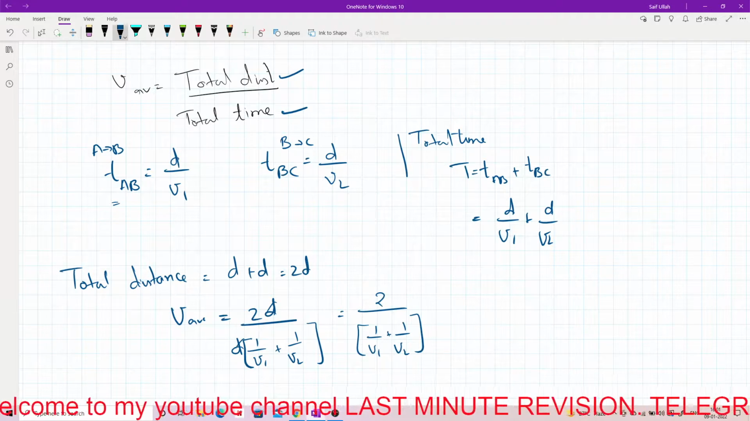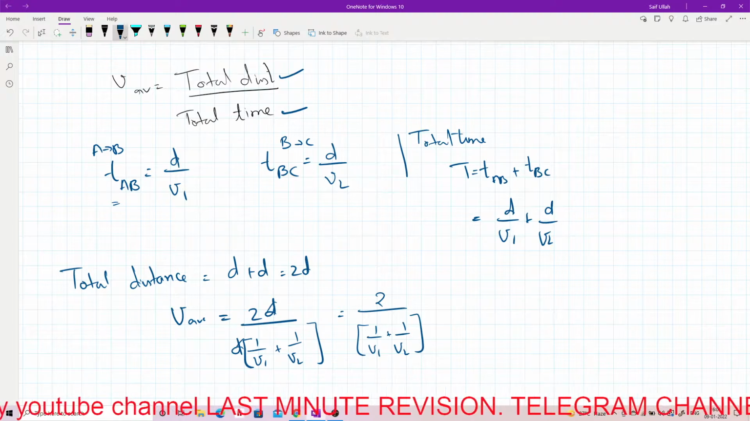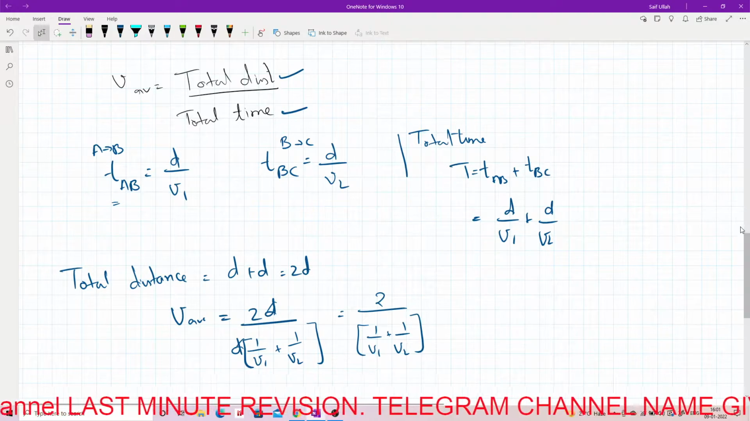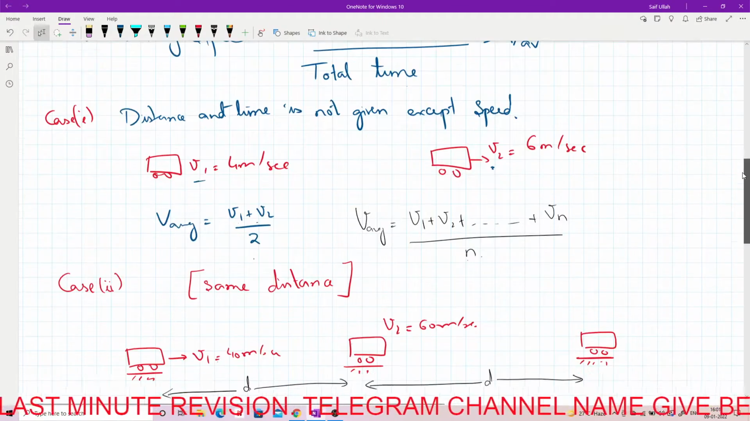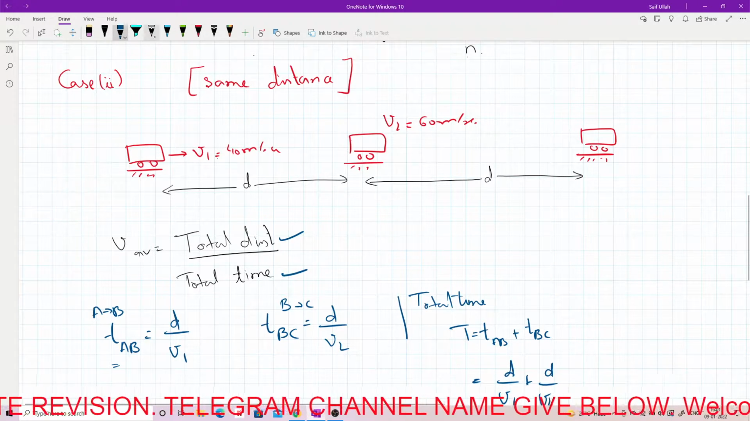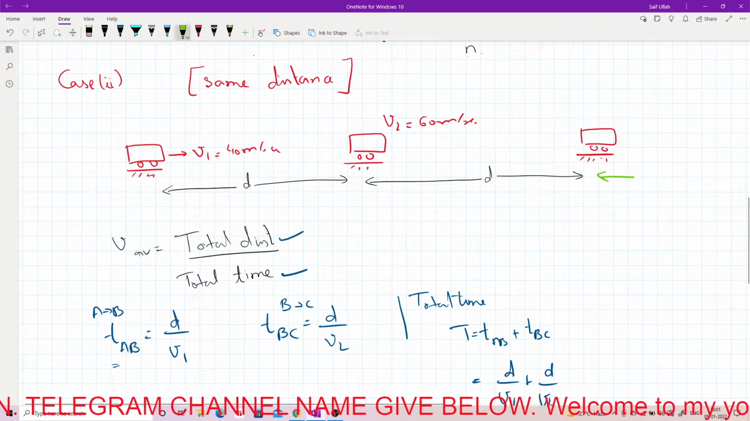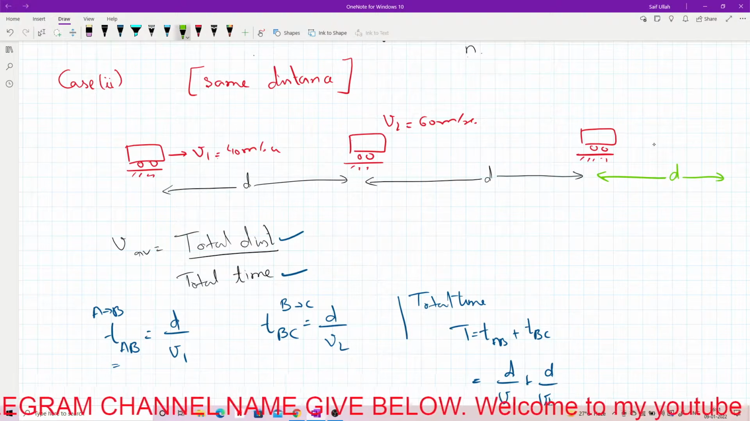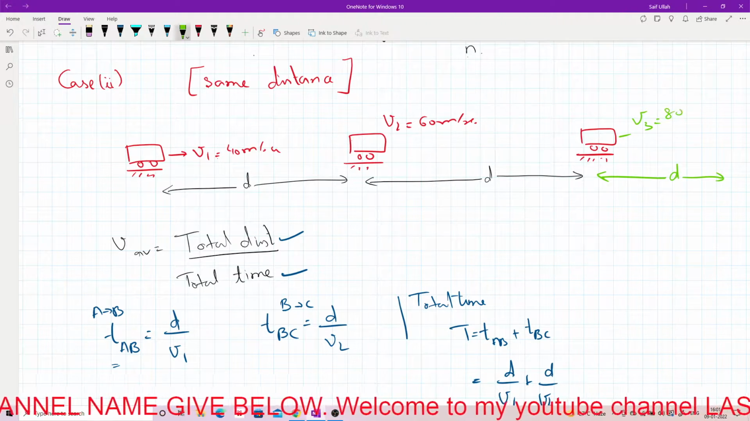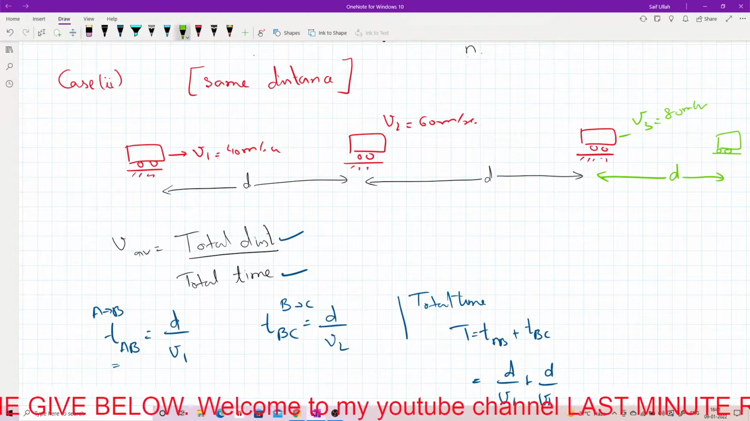Here we have seen only two terms. Now what will happen if you get more than two terms? If you get more than two terms, like we'll add here, from here again the same distance is covered, and this will be v3. You can write 80 meters per second. Stop at the same distance d.